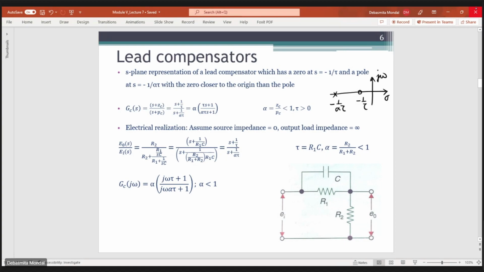So now here you see that, in this case, and if I want to, okay, I'll come to that later on. So here you see that at 0 frequency, the network has a gain of alpha less than 1. If the frequency is 0, the magnitude of GC at omega equals 0 will be equal to alpha, and this value of alpha is less than 1, right?